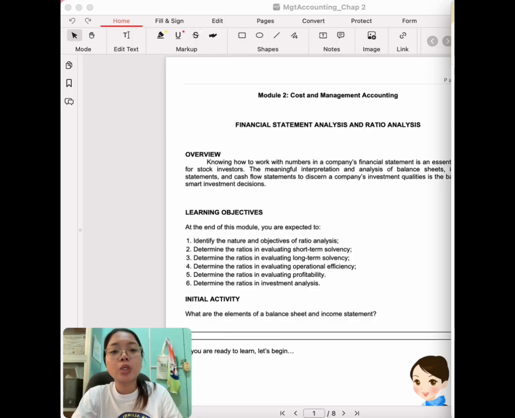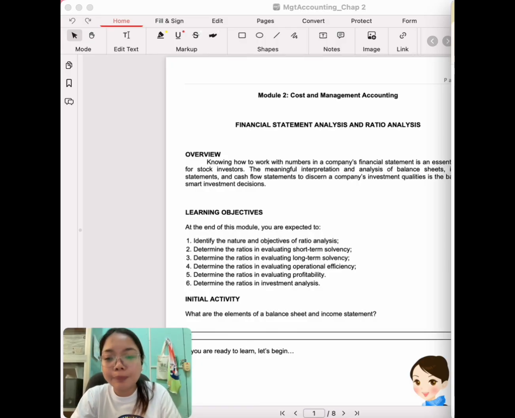So, for this lesson, I want you to remember one important idea. Yung financial statements, they are not useful simply because they contain numbers. They become useful when we know how to interpret those numbers. So, kapag tinignan natin yung balance sheet, income statement, or even cash flow statement, lahat ng mga financial statements, makikita natin yung iba't ibang amounts, 'di ba? Yung figures, yung numbers.